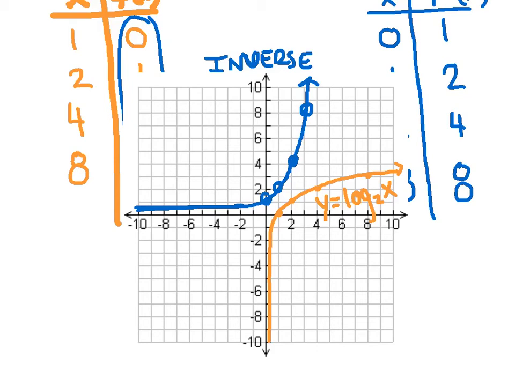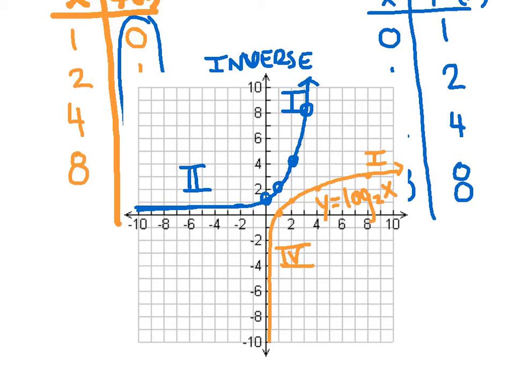A couple of things. What quadrants does the blue graph live in? The blue graph is living in quadrant 1 and quadrant 2. Now compare that to the original orange one. The orange one was living in quadrant 1 and quadrant 4. Just a little brief review.